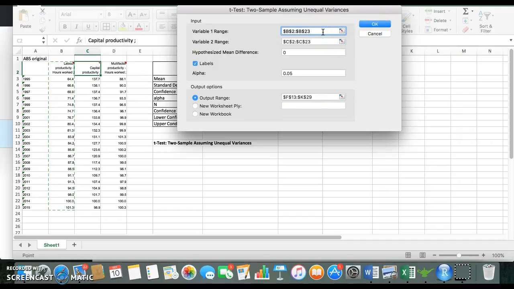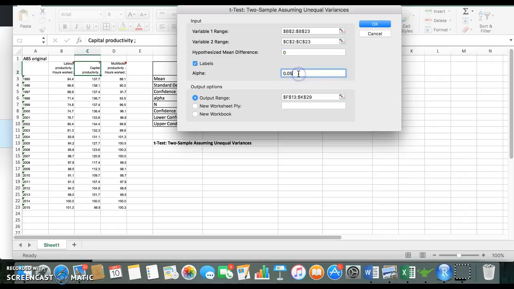My variable 1 range is B2 down to B23. This is labour productivity. Variable 2 range is C2 down to C23. This is capital productivity, and I've clicked the labels one. I'm hypothesizing that there's no difference between the two means. If I wanted to hypothesize that, say, capital productivity was 20 units higher than labour productivity over this series, then I might put in 20 there. That's what you do there. So if you're hypothesizing no difference, then put in a 0.